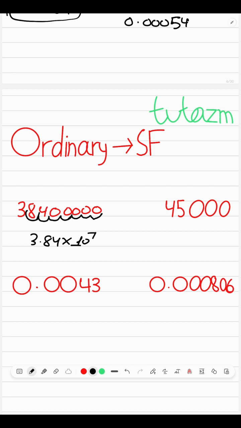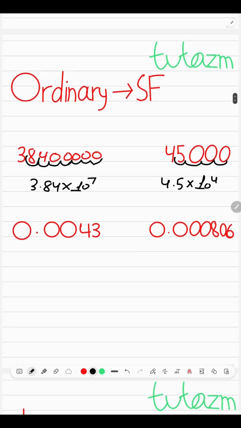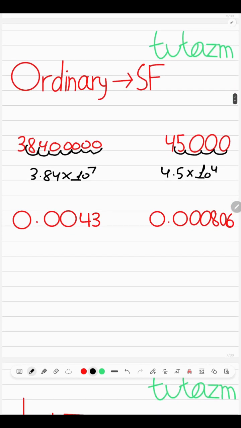Okay, so 45,000, we know the decimal point would be between the 4 and the 5 to make it a number between 1 and 10. And then we'd go 1, 2, 3, 4. So we'd have 4.5 times 10 to the 4. Okay, let's look at our next one then.